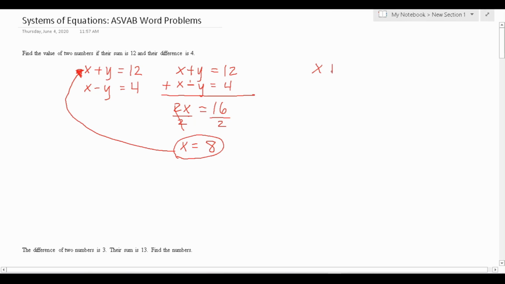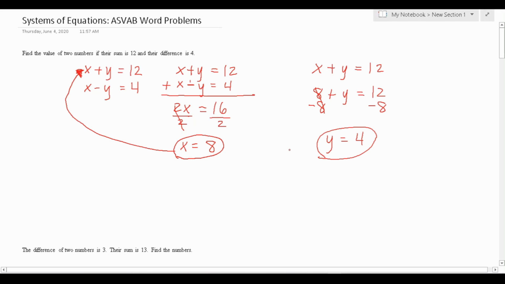I'm just going to copy x plus y equals 12 over here. Again, we're substituting 8 in where we see x in the original equation. That is, this becomes 8 plus y equals 12. Again, we're solving for y now, so we're going to subtract 8 from both sides. 8 minus 8 is 0. That leaves us with y equals 12 minus 8, which is just going to be 4. And as you can see, we went ahead and satisfied this question. That is, we found the two numbers, namely 8 and 4.